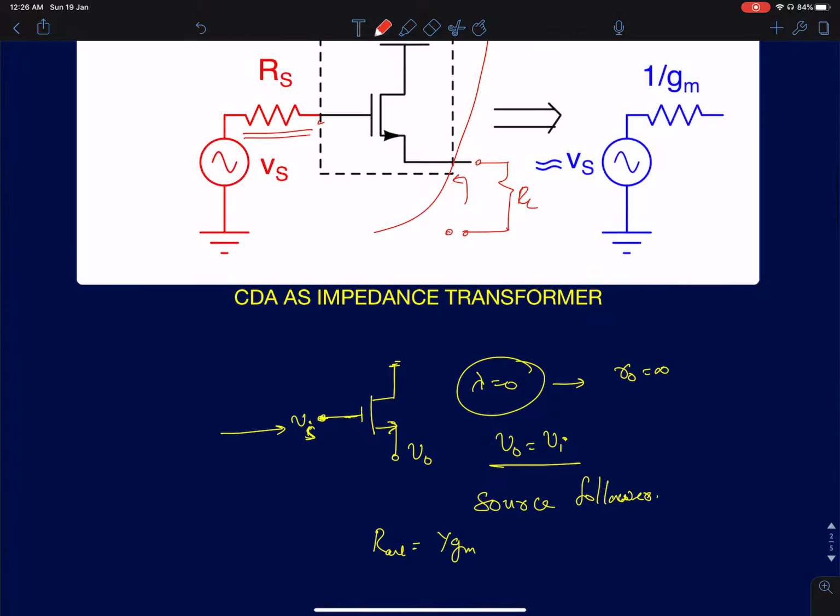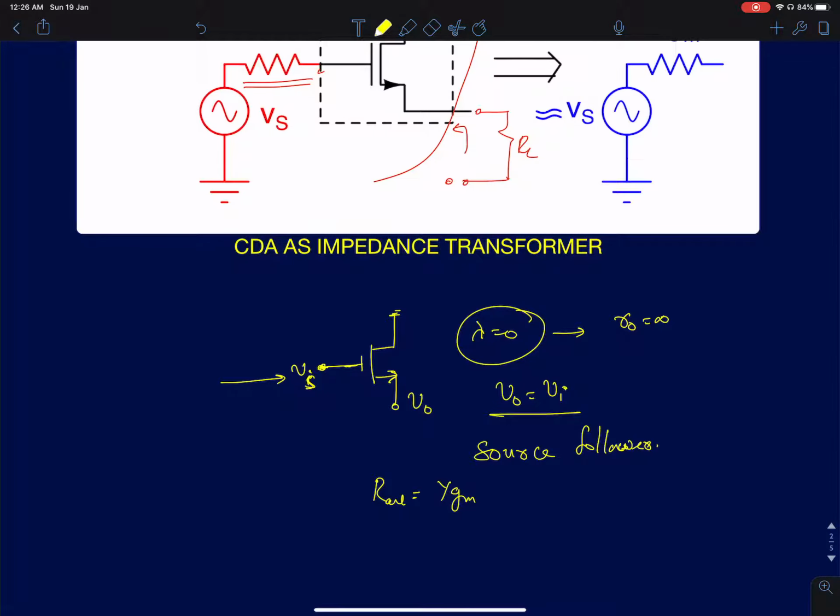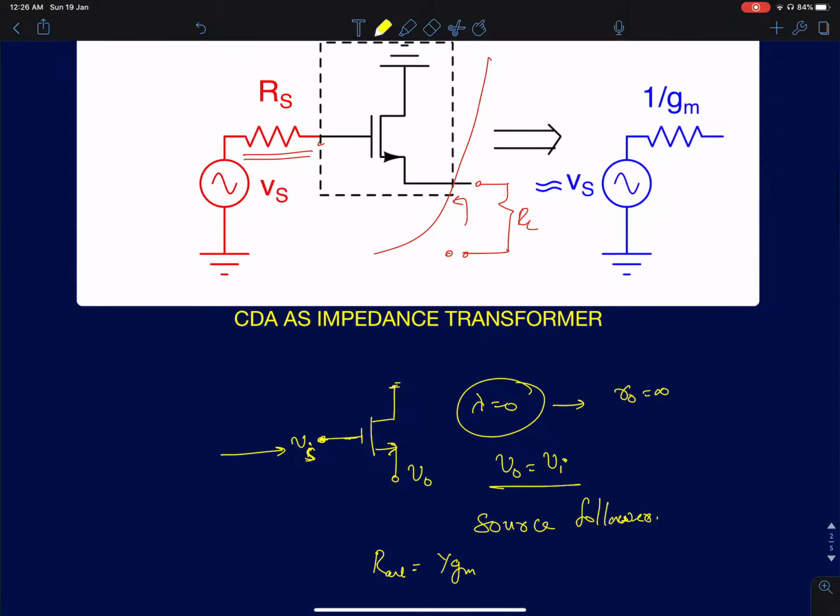To find the Thevenin equivalent, you'll open circuit the load. When you open circuit the load, you should also understand that the input current drawn into the gate of the common drain amplifier is zero, because you're looking into the gate. So there is no effect of Rs. The voltage drop across Rs is zero. You're not drawing any power from the source. So that's what it means.